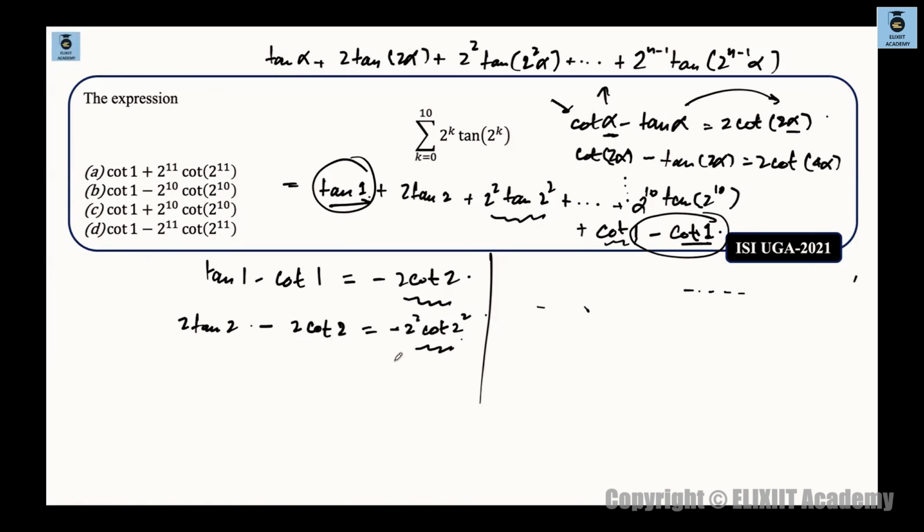This process will continue. Finally, when you combine the last term with this term, 2 to the power of 10 tan of 2 raised to the power of 10, you will be getting minus 2 to the power of 11 cot of 2 raised to the power of 11 finally. And one cot of 1 is left out, so plus cot of 1 will be there. So finally this series will get reduced to cot of 1 minus 2 to the power of 11 into cot of 2 to the power of 11. So option D will be correct.